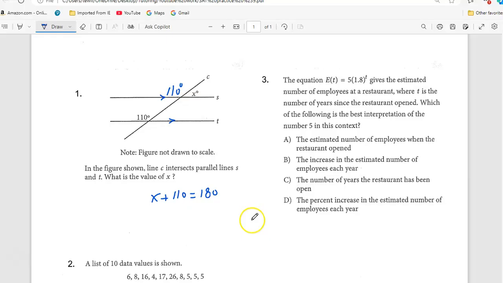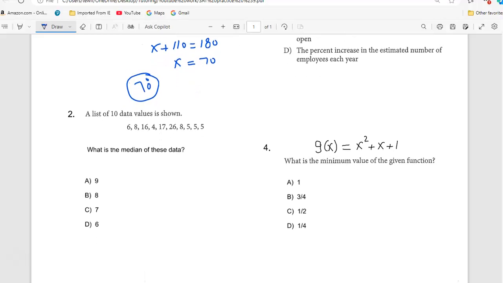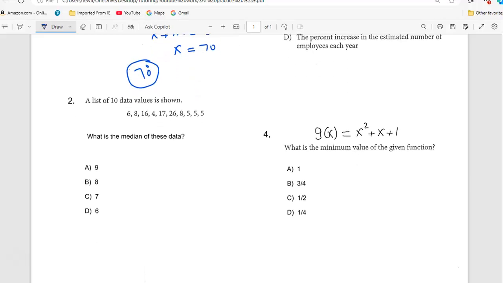And from here we subtract 110 from both sides. We get X by itself, so X equals 180 minus 110. That's going to give you 70 degrees. So the answer for this one is 70 degrees. For the second problem, give it a try before I start.